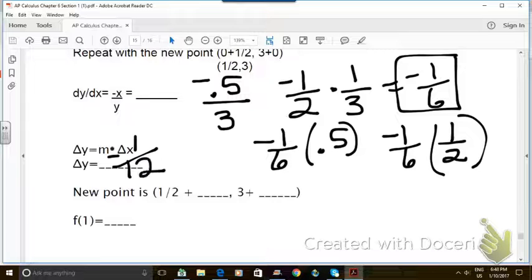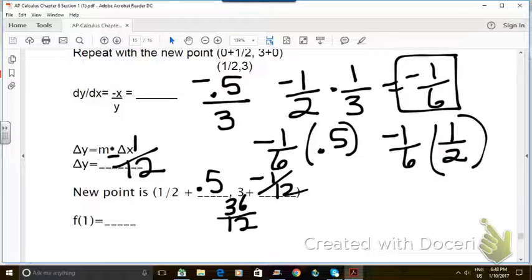And so my new point, I'm using the old point plus 0.5, 3 plus negative 1 over 12. Let's see, 3 is 36 over 12. So my new point, I add these together, a half plus a half is 1, and where I need to be, 36 minus 1 is 35 twelfths, and that's my answer.